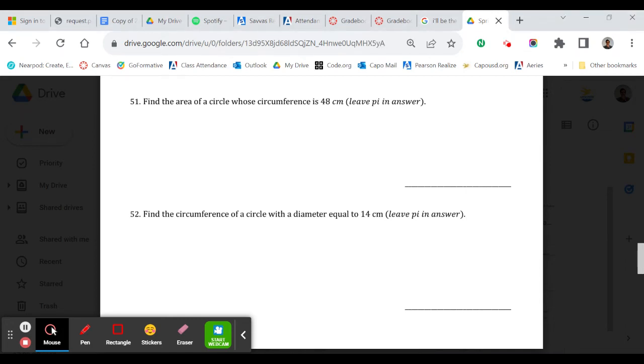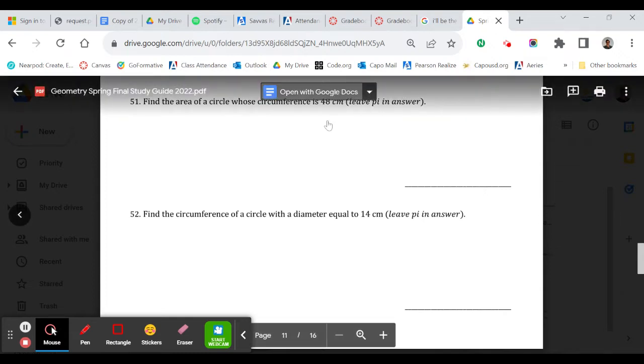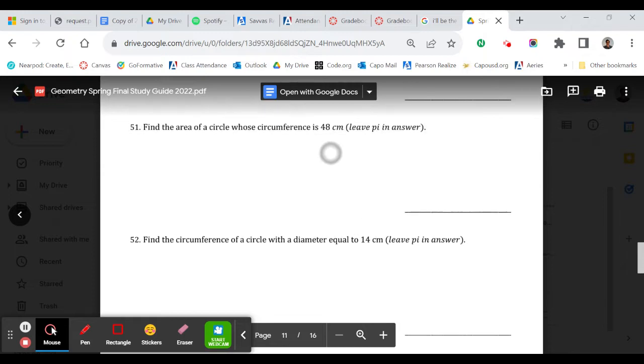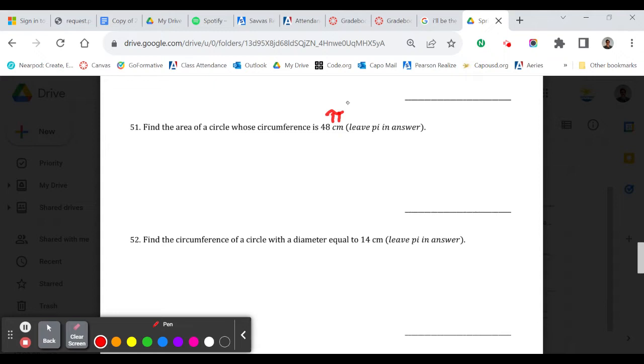So first one, find the area of a circle whose circumference is 48. Leave in terms of pi. So this one was a typo. It should say here 48 pi centimeters. So what you do is that's in circumference.